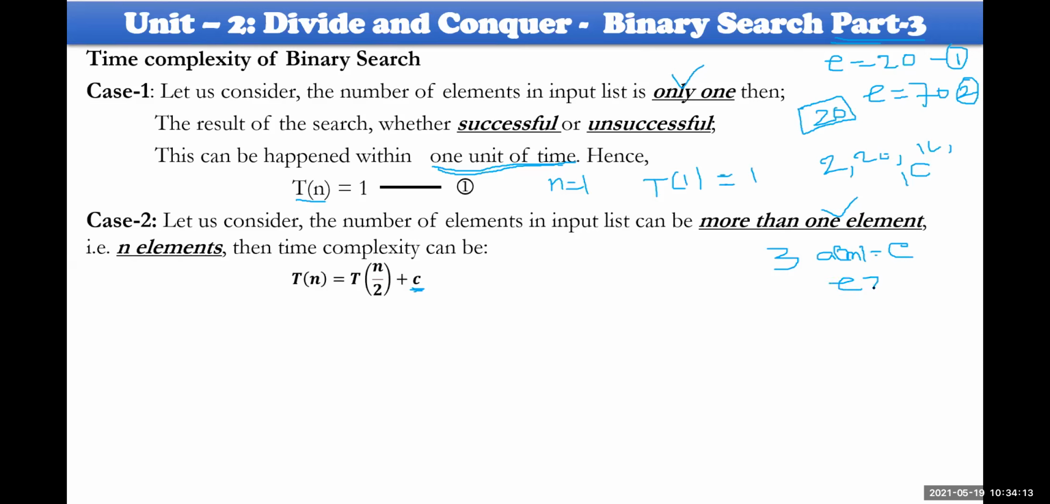So element is greater than A of mid, or element is less than A of mid. We'll consider whether they may be completely executed the 3 instructions or not. That doesn't matter. But for every recursive call, these 3 comparisons will happen. So that is why we like to take C, a constant.